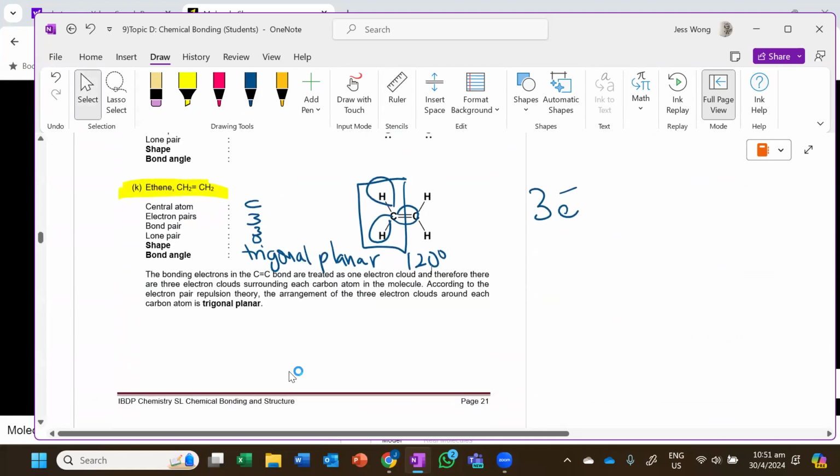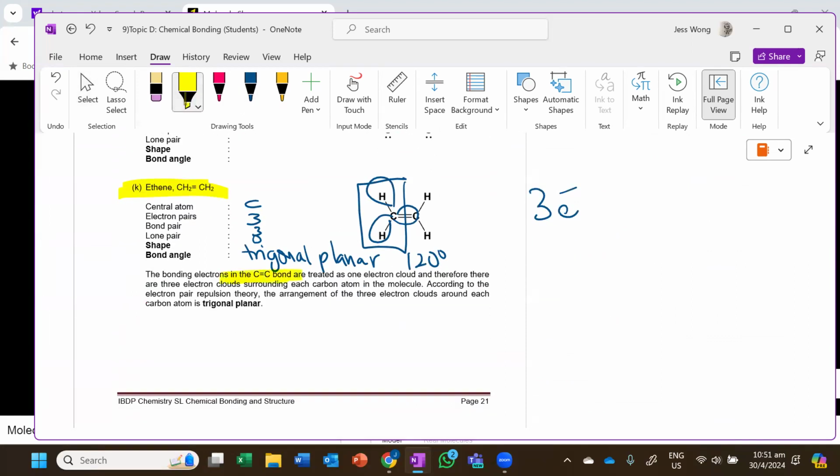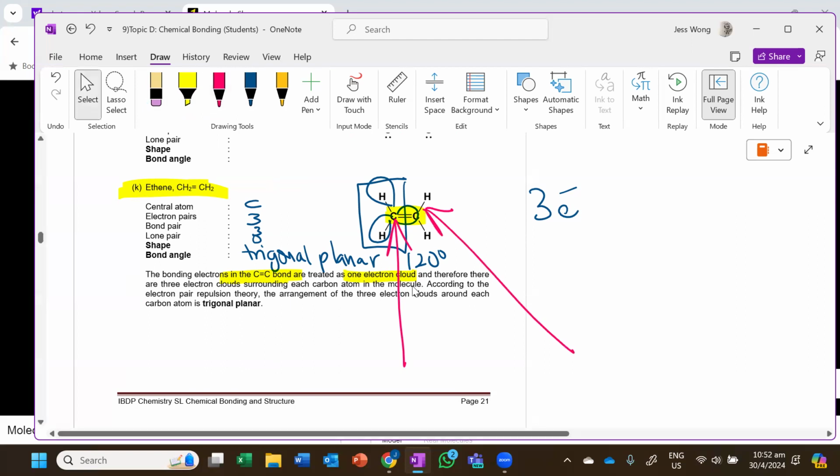All right, so the takeaway from here is that even though you are seeing a double bond, you still treat it as 1 electron region. Even though there are 2 center atoms, you do it one at a time. So you find out the shape with regards to this, then you find out the shape with respect to this separately. 2 different shapes, 2 different angles. All right.